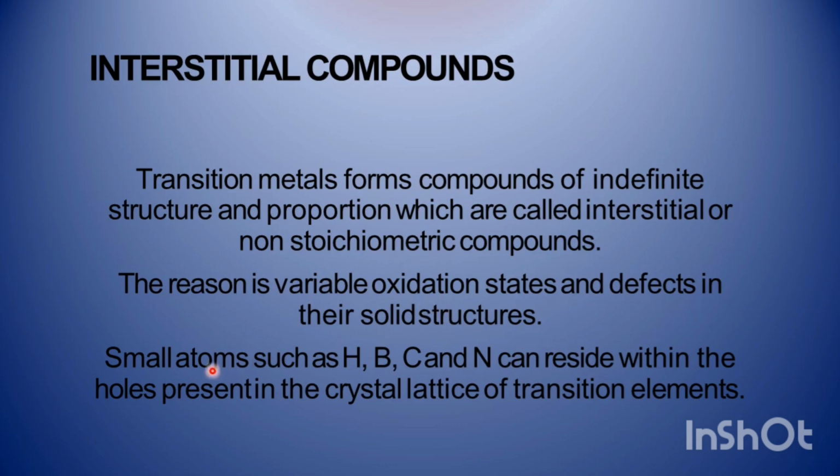For example, students, small atoms such as hydrogen, boron, carbon and nitrogen can reside within the holes present in the crystal lattice of the transition elements. So interstitial spaces are present, and in those spaces these small atoms can reside, destroying the original structure. That is why they have an indefinite structure, and the atomic proportions are not appropriate, because such elements can reside in the interstitial spaces of the transition elements.